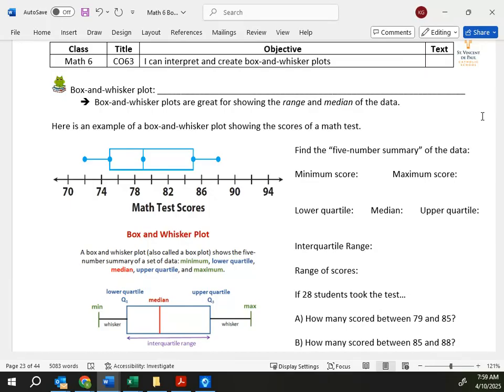So a box and whisker plot, oops, first I need to pass out my notes pages.